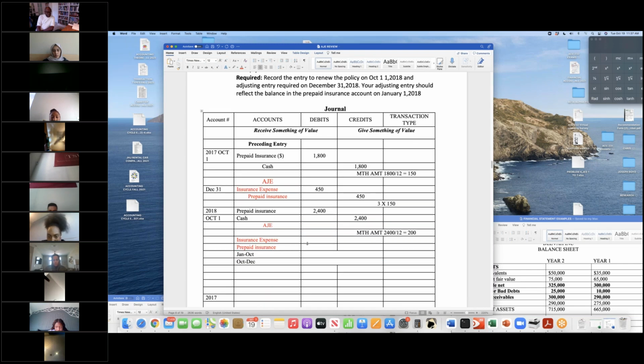But to get your AJE, you're going to say, okay, January to October, we were at the old rate. So we were at what? 9 times 150. So for the first 9 months, our old insurance was in force at 9 times 150. But when the new insurance comes in, we have 3 times 200.